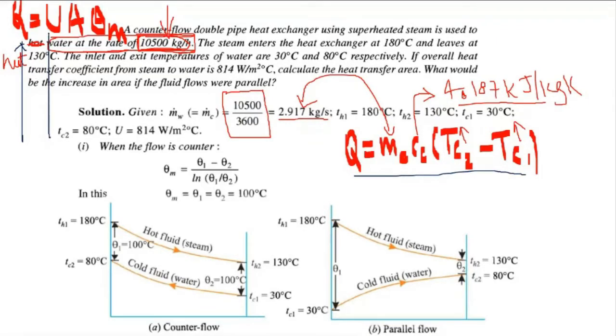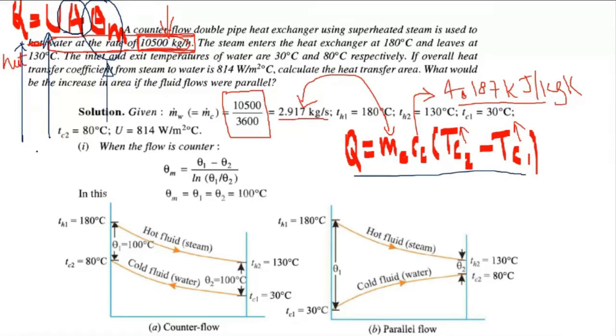And is the U value given in the question? Yes. And do you know a method to find out the theta m value? If we can determine this theta m value, can we find out the area of the heat exchanger? Yes. Now this question seems to be very simple, but when you go to find out the theta m value, one complication is going to come. We will see what that complication is.